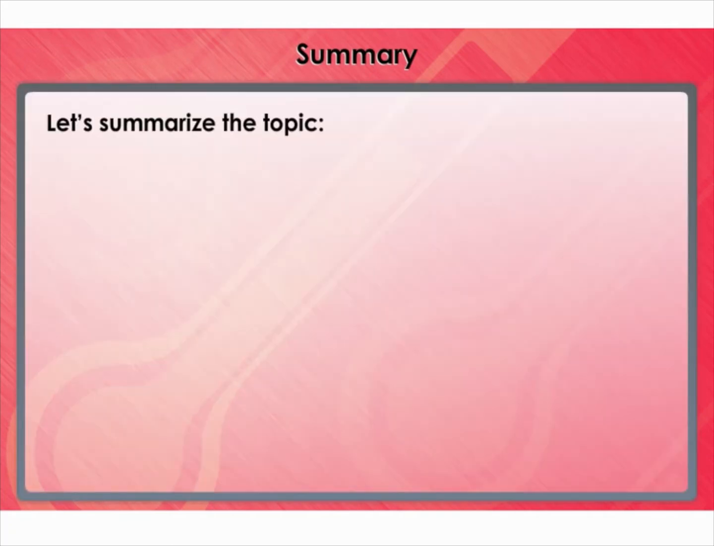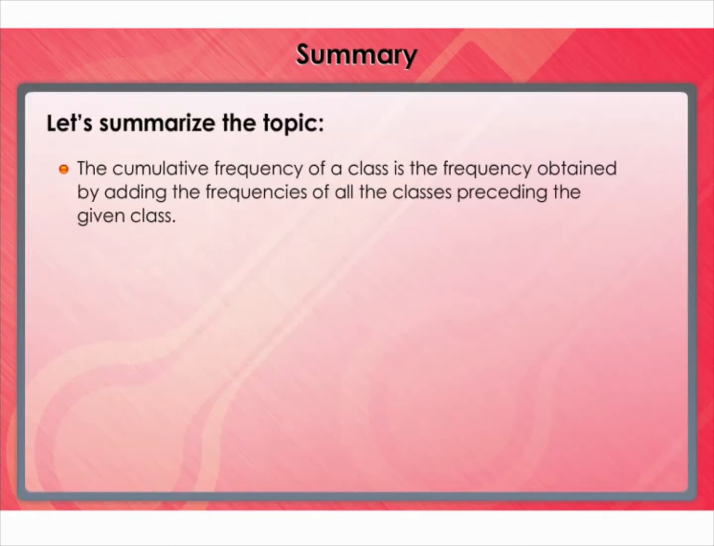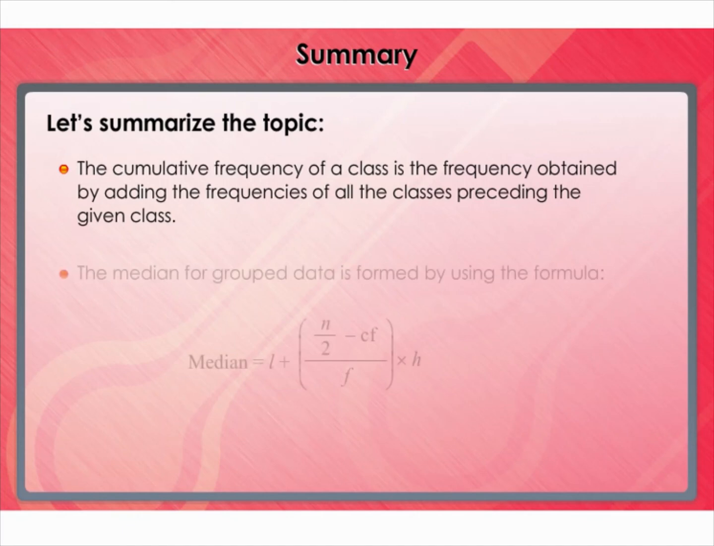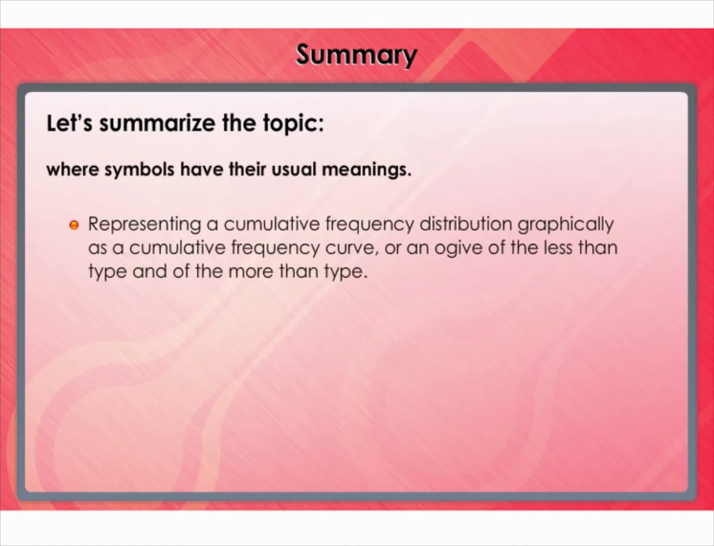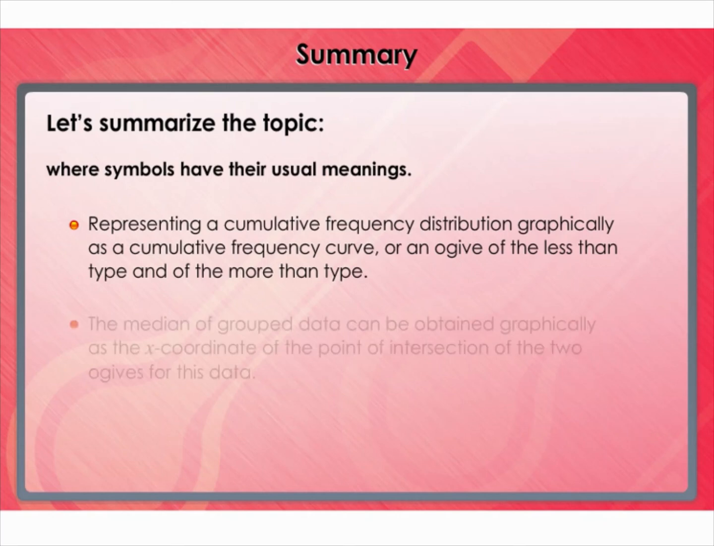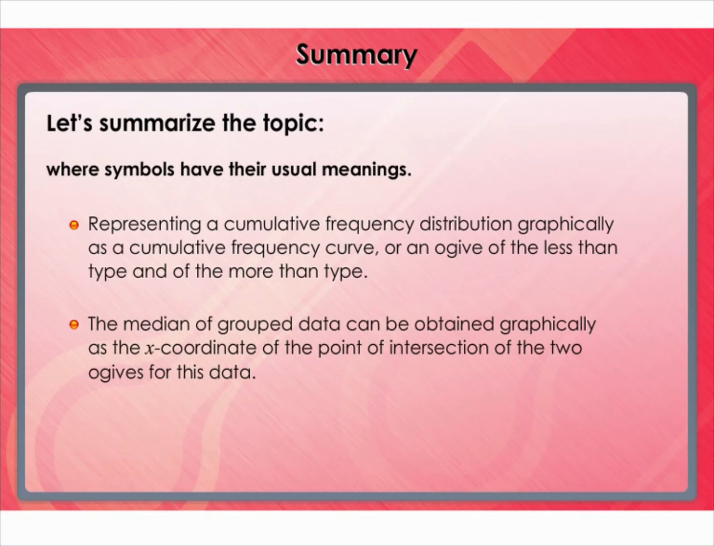Summary. Let's summarize the topic. The cumulative frequency of a class is the frequency obtained by adding the frequencies of all the classes preceding the given class. The median for grouped data is found by using the formula, where symbols have the usual meanings. Representing a cumulative frequency distribution graphically as a cumulative frequency curve, or an ogive of the less than type and the more than type. The median of grouped data can be obtained graphically as the x-coordinate of the point of intersection of the two ogives for this data.